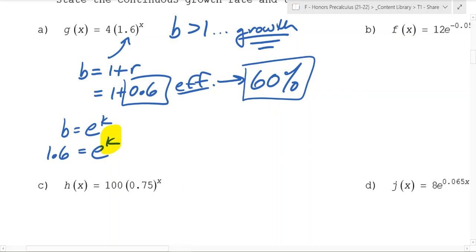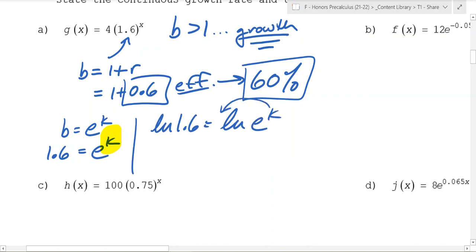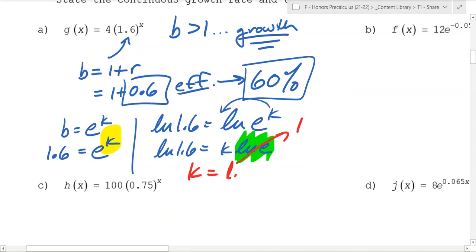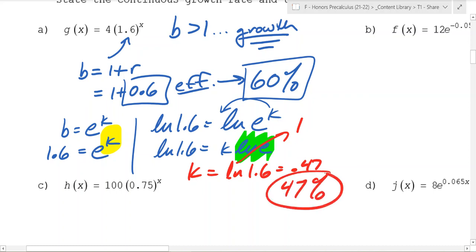So to do that, you take the natural log of both sides. ln of 1.6 is equal to ln of e to the k. k can be brought to the front because of log rules. So you have ln of 1.6 is equal to k times ln e. ln e is just 1. So k is equal to ln 1.6. And if you do that on your calculator, you end up with a k value of 0.47. So that's 47%. So that's the continuous interest rate. The continuous interest rate is always going to be lower than the effective interest rate.